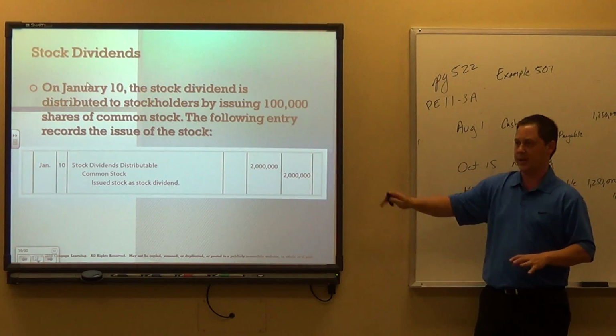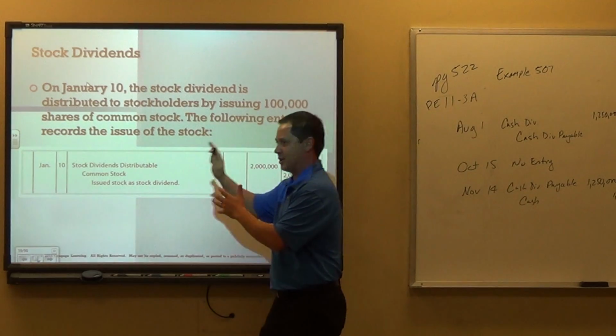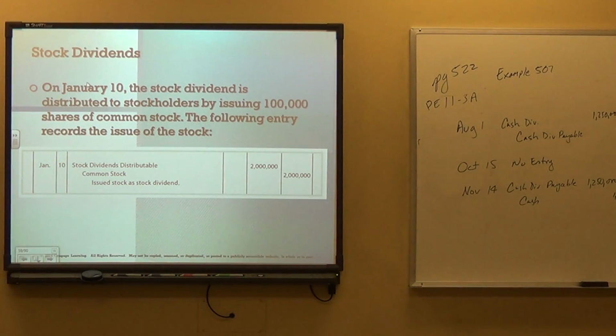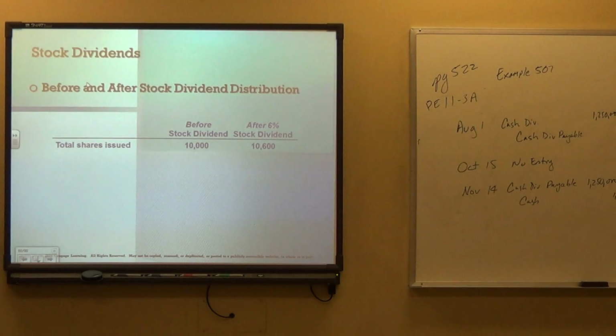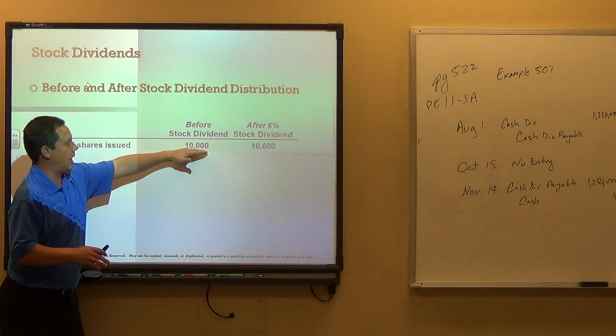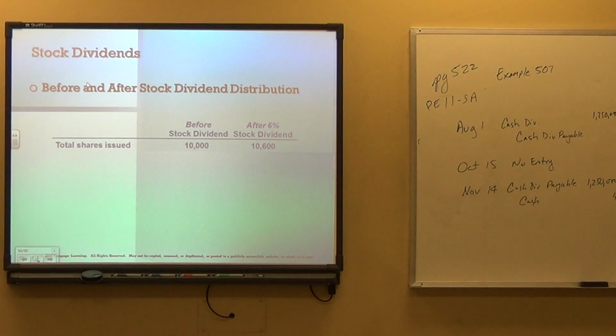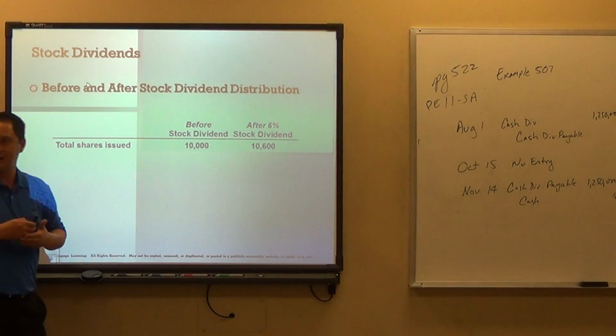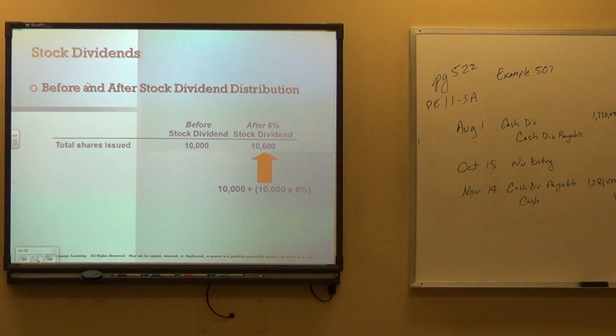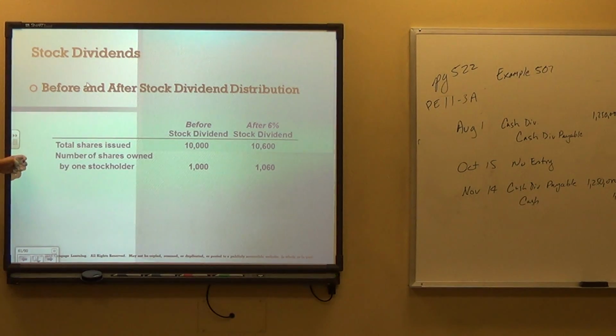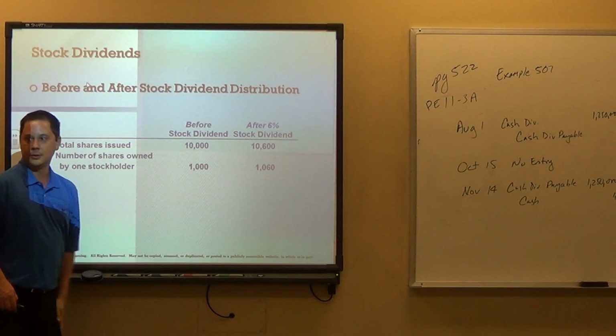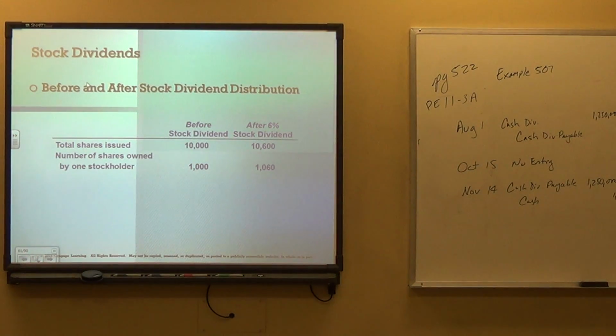So let's take a look at another one here. The transition is not the best on this one, so we're transitioning to a different problem. Here, before and after the stock dividend distribution, it's the same stock, but before the stock dividend they had 10,000, and now we have 10,600 if they had a 6% stock dividend. That's how many shares there are now. We get an additional 600 shares by multiplying by 6%. So if the number of shares owned by one stockholder was 1,000, now I have 1,060.